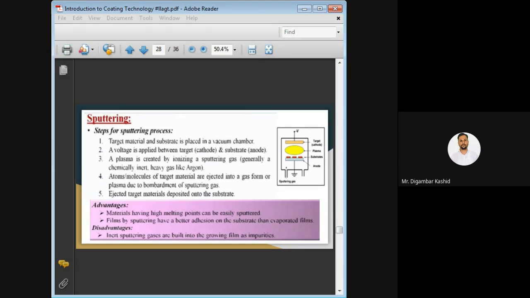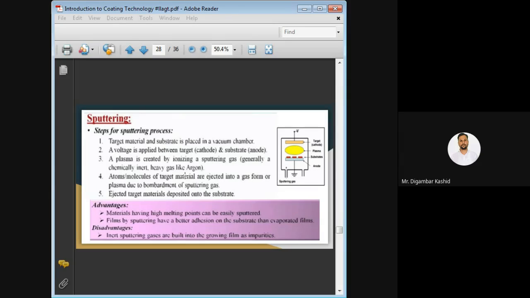What are the disadvantages? The inert sputtering gases are built into the growing film as impurities, so it can create certain kinds of impurities too. But if we see overall, this sputtering technique is good, it is cheap, and it is a less time consuming process. So you can take 1 minute to read those steps also.